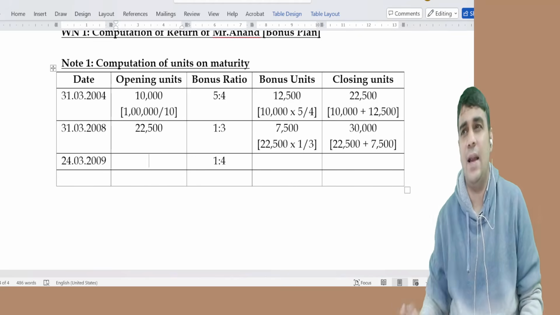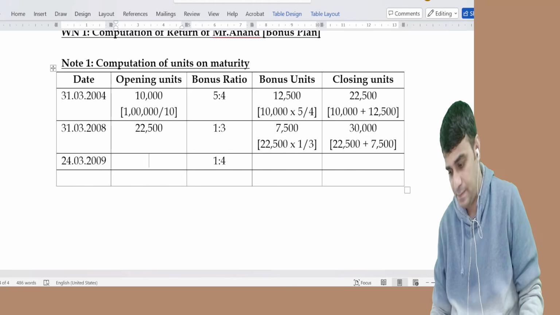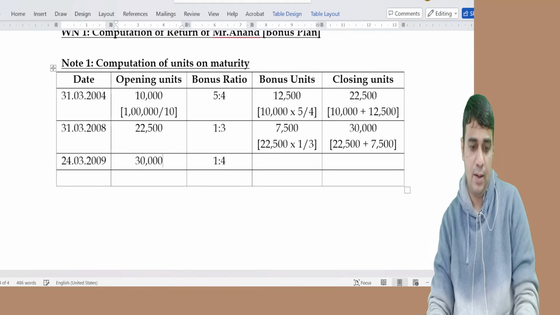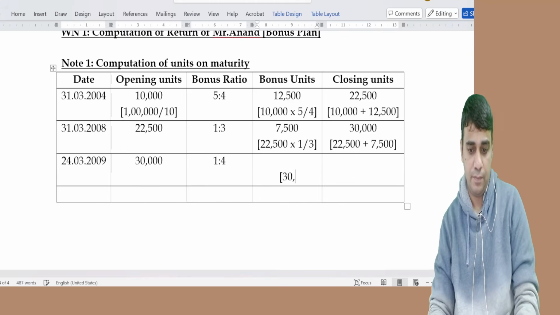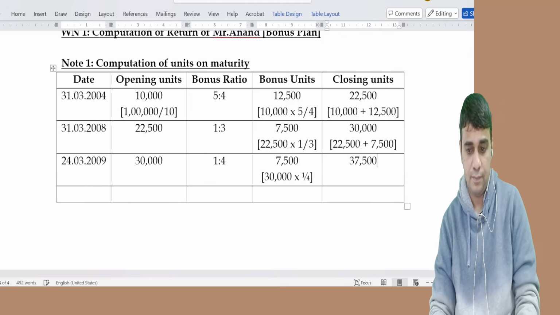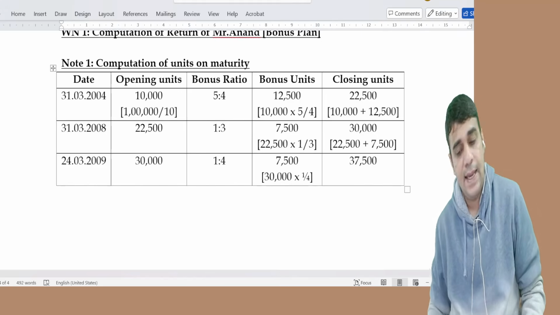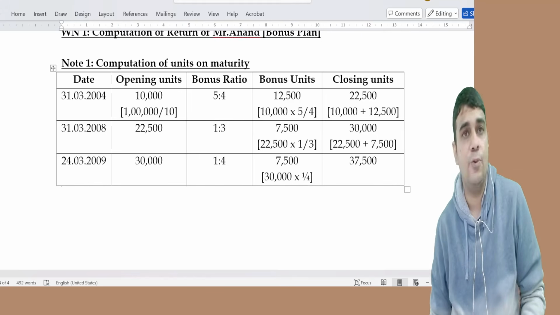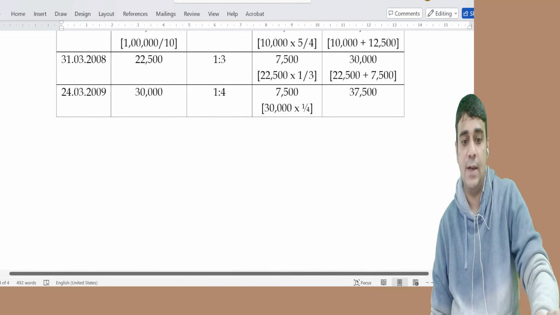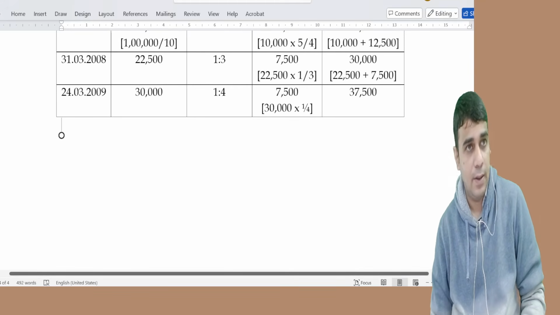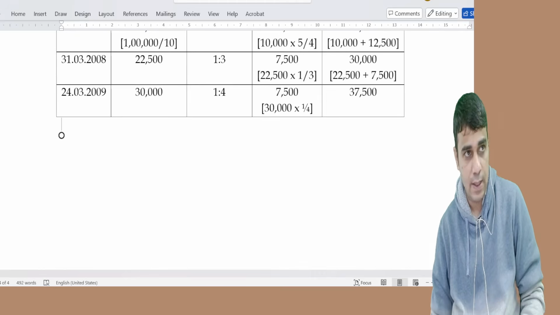Once you have understood one calculation, it's just a formality beyond this. $30,000 into, which is 7,000. So I entered with 10,000 units, exit with 37,500 units. Exit with how many units? 37,500 units. Any doubts on the number? Clear? Can we proceed? Done.